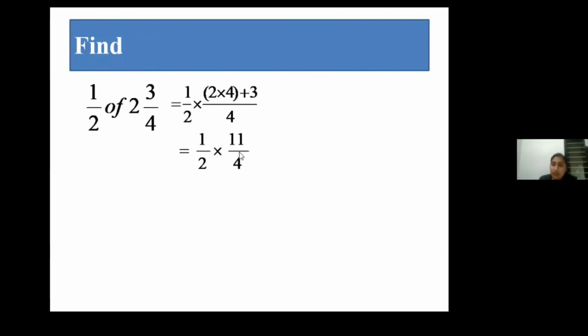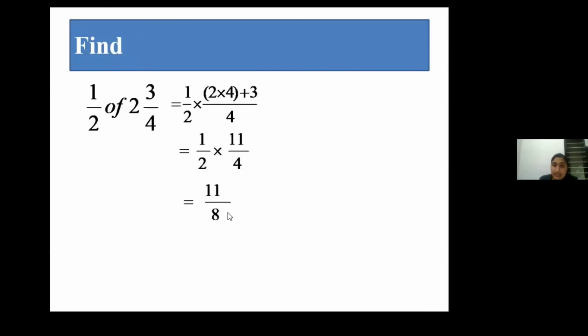Here multiplication of two fractions. So we can find the product of numerators by product of denominators. Here the numerators are 1 and 11. Denominators are 2 and 4. So 1 into 11 is 11. 2 into 4 is 8.